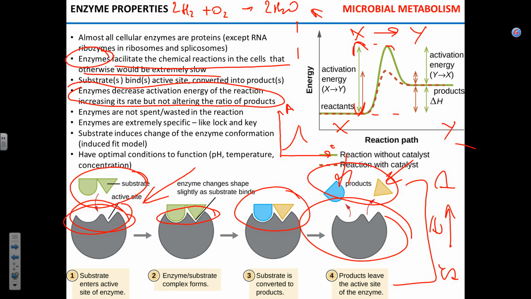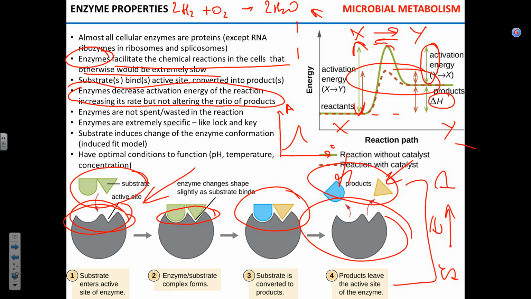Okay? Now when you convert Y into X, this is the amount of energy that you have to spend to convert Y into X. Does that make sense? In both cases, the enzyme reduces that activation energy. You got it? Now you have to appreciate that it reduces activation energy for both forward and reverse reactions. It doesn't distinguish between those.